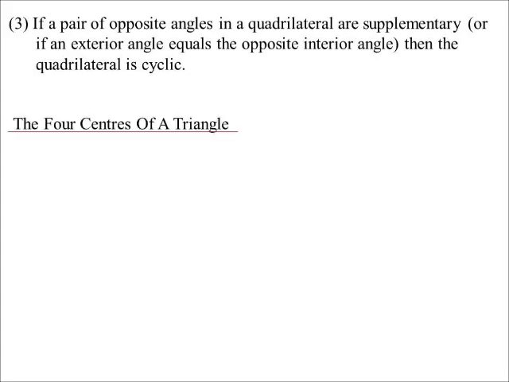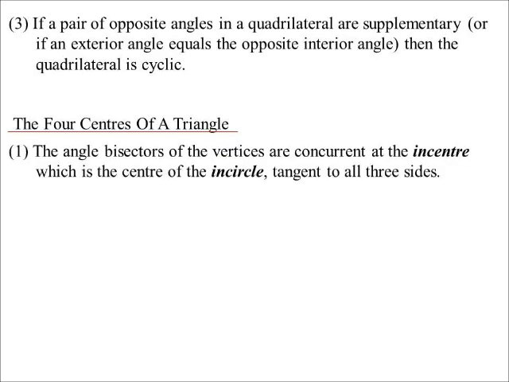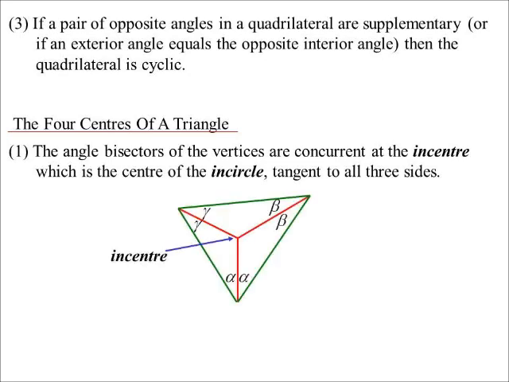The 4 centres of a triangle: it may be useful, it may not be useful. You might never use it, but just know what they are. The angle bisectors of all the vertices are going to be concurrent at what we call the in-centre, which is the centre of the in-circle. So there's a triangle. If I was to join up, there we go, all 3 angle bisectors will meet at a point. And if you were to put a compass on that point, it would be possible to draw a circle inside the triangle.